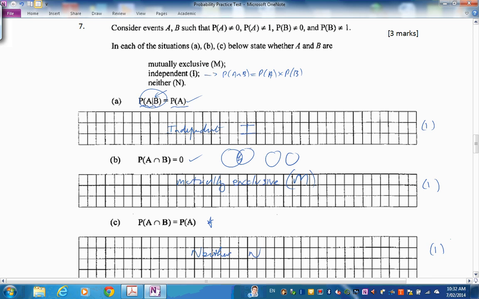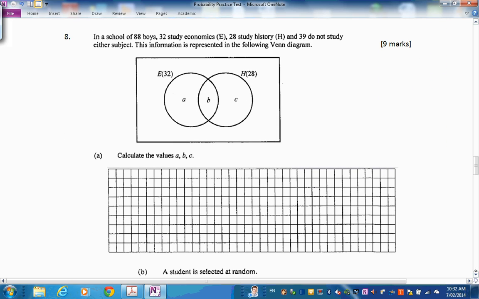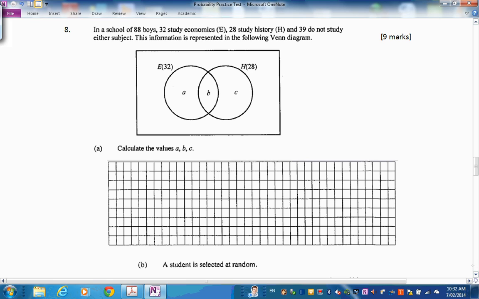Okay, let's go on. What are we up to? 7, a few more to go. Hope you're getting some marks there. Here's question 8. Now calculate the values of A, B and C. Let's look at it. We've got a total of 88. 32 study economics, 28 study history, and 39 don't study any subject.